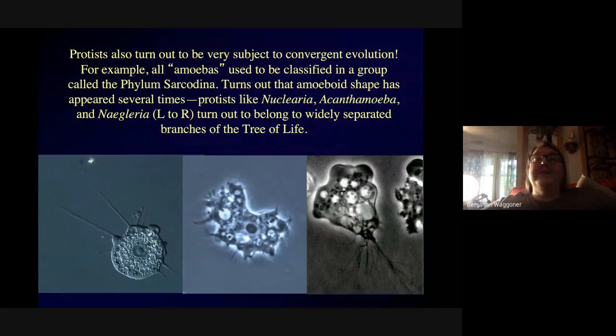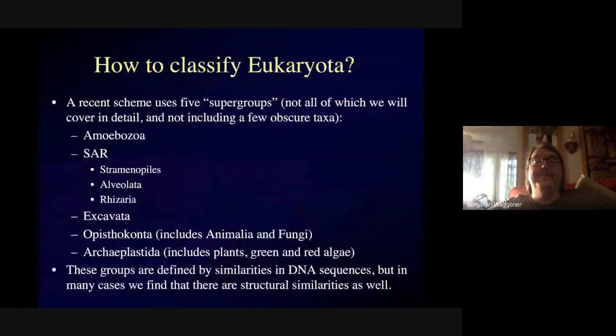And those three different amoebas turn out to belong to very widely separated branches on the tree of life. They're not each other's closest relatives at all, nowhere close. The latest scheme puts eukaryotes in 5 different supergroups. We're not going to cover all of these in detail. This doesn't include a few obscure taxa that we don't yet know where to put. This is still subject to revision and modification, but it seems to work fairly well.